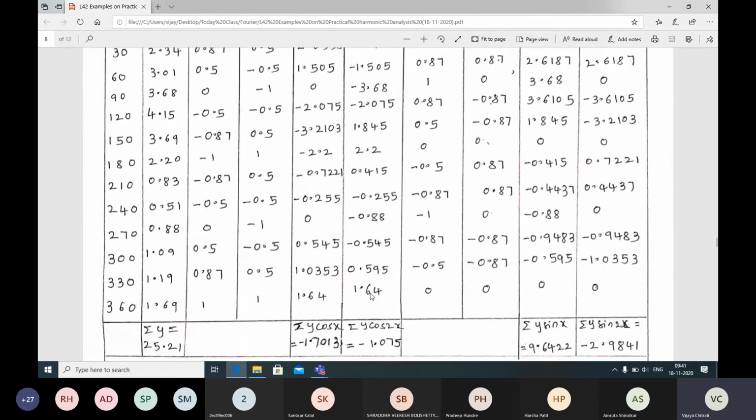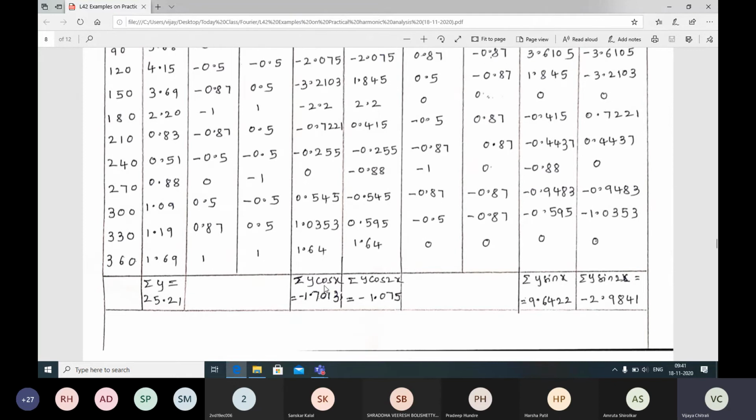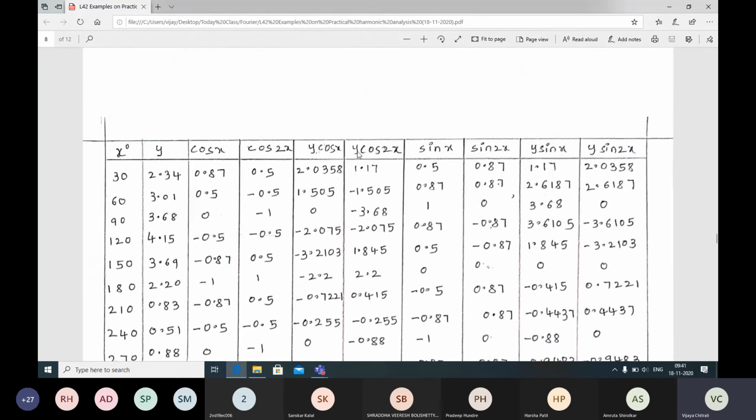So we'll get the sum of these values: summation of y cos x is equal to minus 1.7013. Now find summation of y cos 2x. So first, y cos 2x values. Cos 2x is 0.5, y is 2.34. Multiply these two, and we get 1.17.